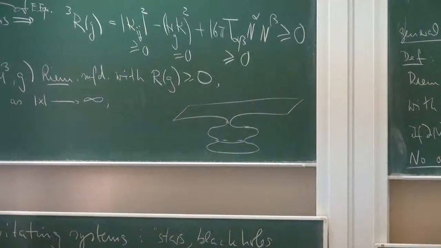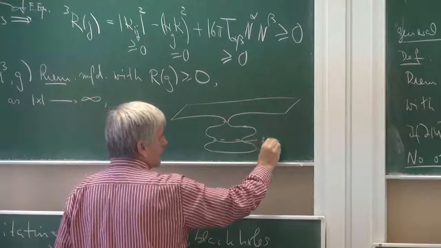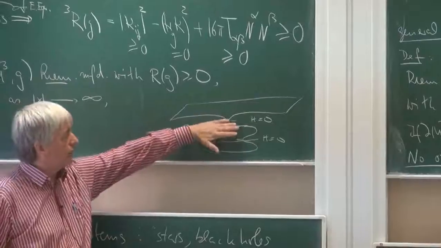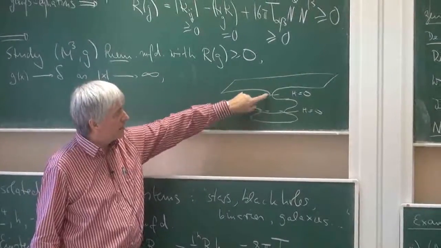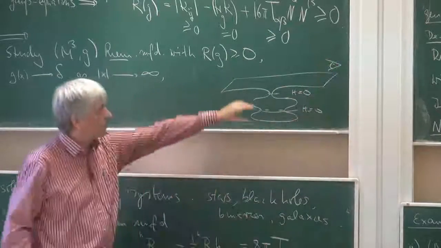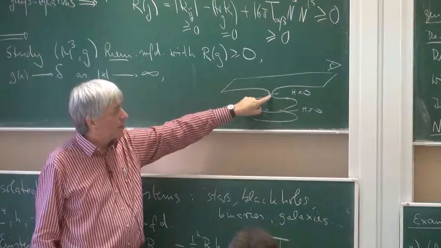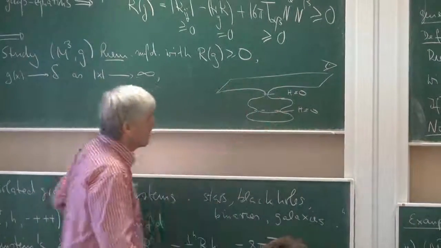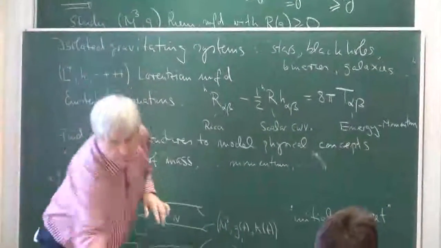You could have something like this, and then this surface here has also mean curvature zero, and this one has mean curvature equal to zero. But I'm not allowing to look up to here, because this horizon is hidden behind this one. So the observer here at infinity, who is making observations, will only see this black hole. He will not see that one. So it's important to look at the outermost horizon.